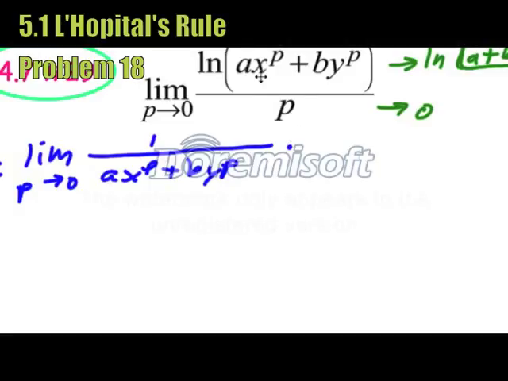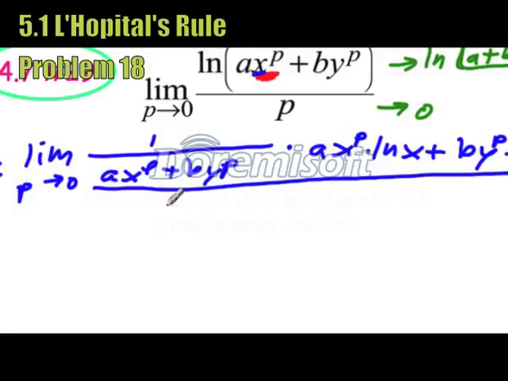Now this gets a little tricky because, remember, p is the variable, not x. This is not a power function. This is, in fact, exponential. P is the variable. So what is the derivative of an exponential? It's the exponential times the natural log of the base. In this case, the base is the x. So natural log of x. Same thing for the second term there. It's by to the p times the natural log of the base. In this case, the base is y. Okay, so that's the derivative of the numerator.